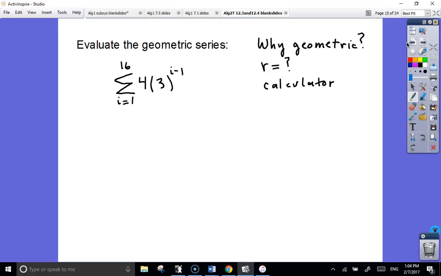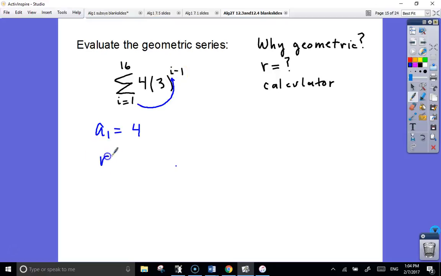I'm going to go A1. A1 is what I get when I plug that in. And what will I get if I plug in 1 for I? 4, right? 1 minus 1 is 0. 3 to the 0 is 1. So the whole thing is 4.